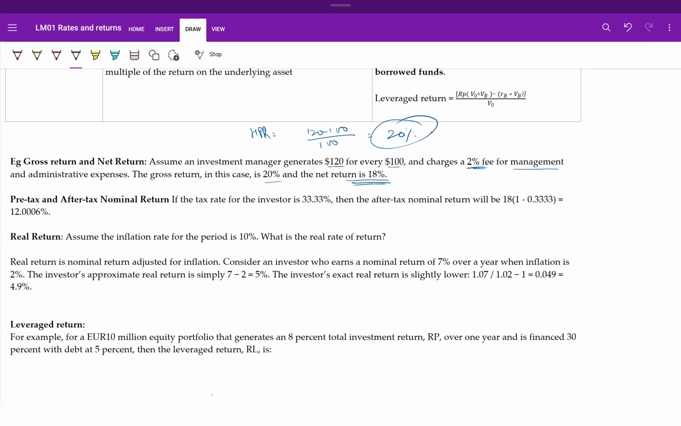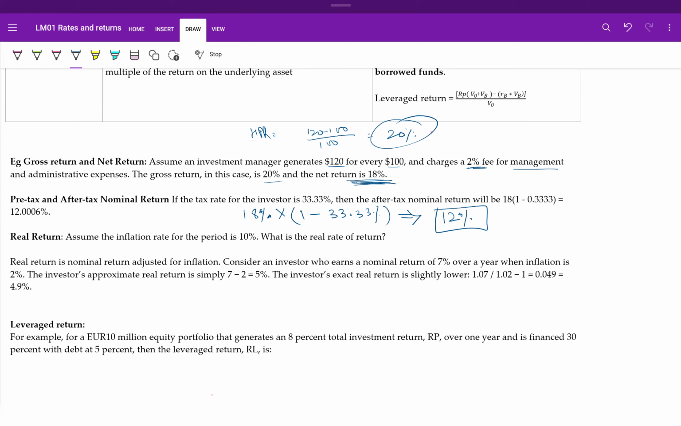Now understand this thing: pre-tax income and after-tax income. This 18% is also the pre-tax nominal return. Now out of this 18%, we are going to calculate what our after-tax nominal return will be. We are going to account this 18% for our taxation, so we subtract 33.33%. This gives us roughly a value of 12%. So this is our after-tax nominal return.